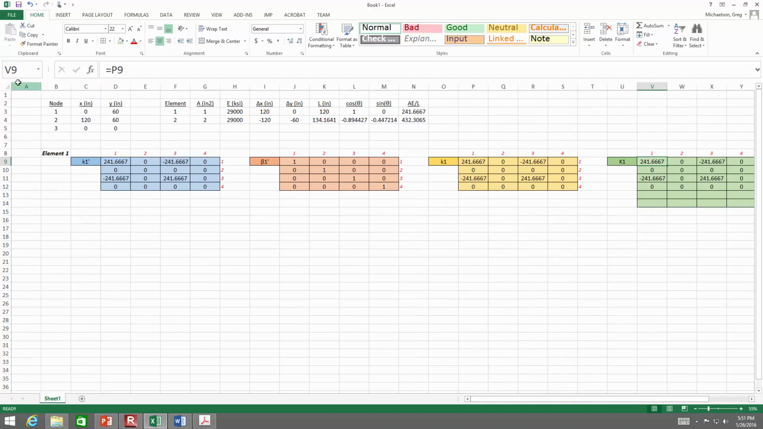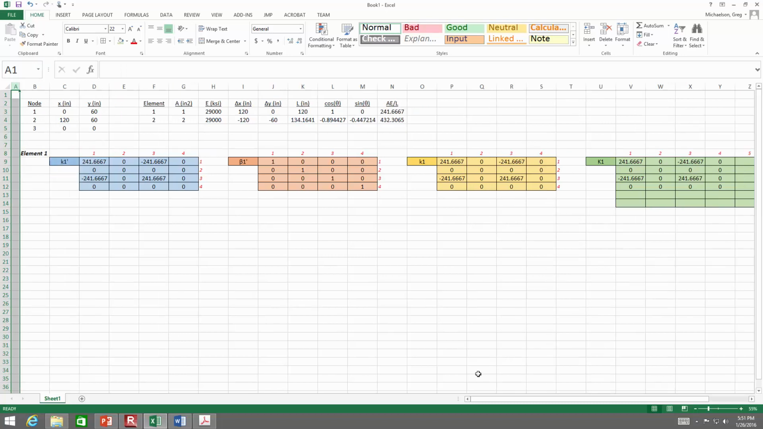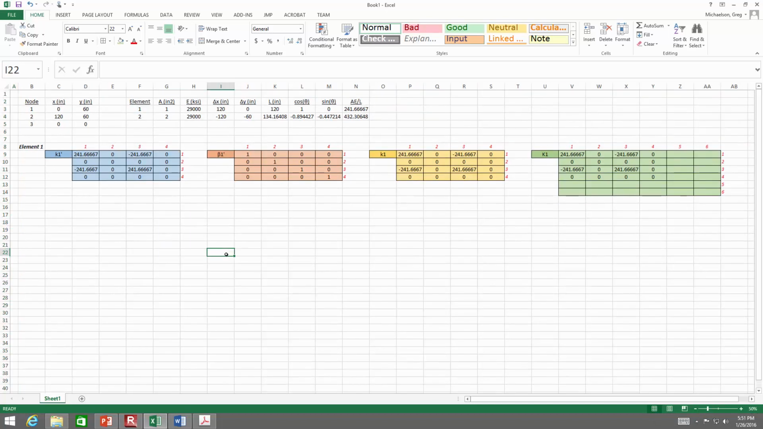Let me do something. There we go. All right, so you all should have something that looks about like that. You have a local stiffness matrix, a rotation matrix. We then rotate that stiffness matrix to obtain a global one, then figured out where those terms belong in the whole system. Everybody good?